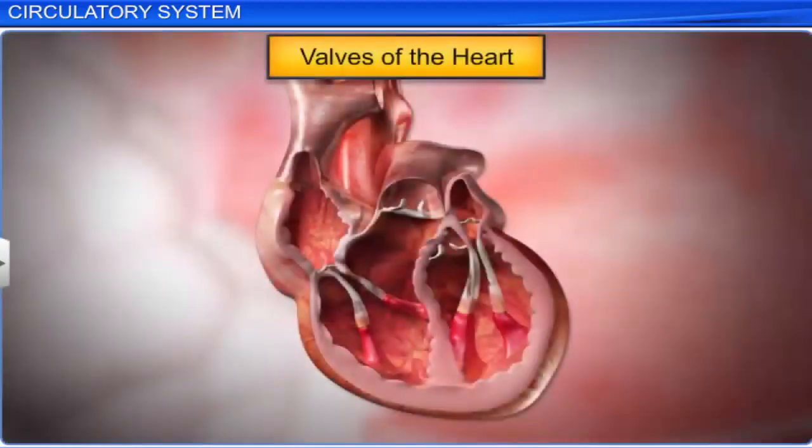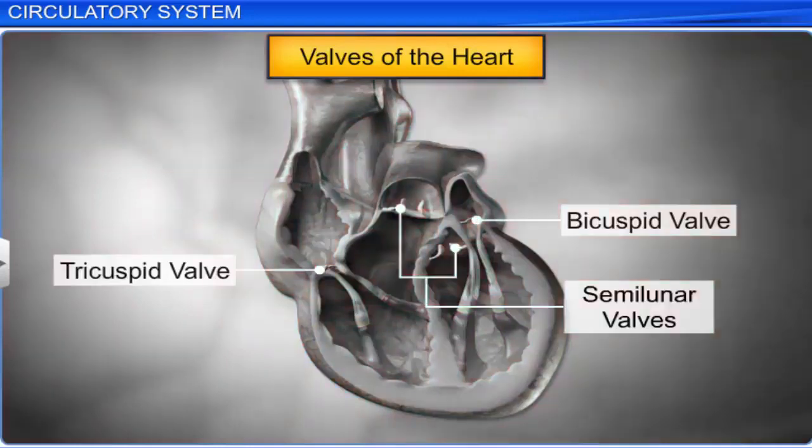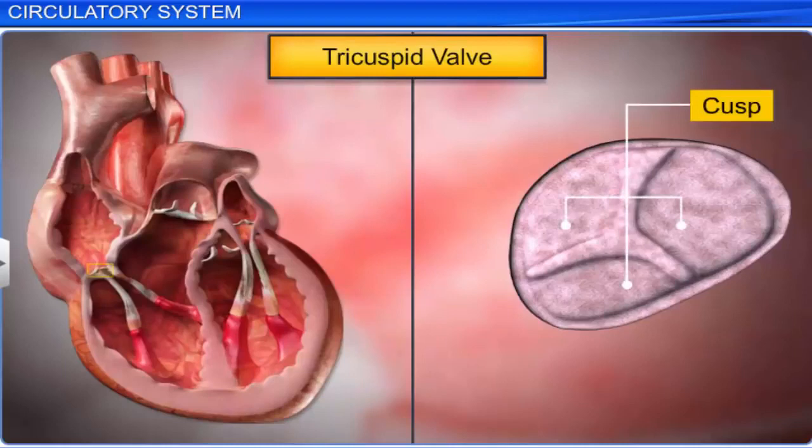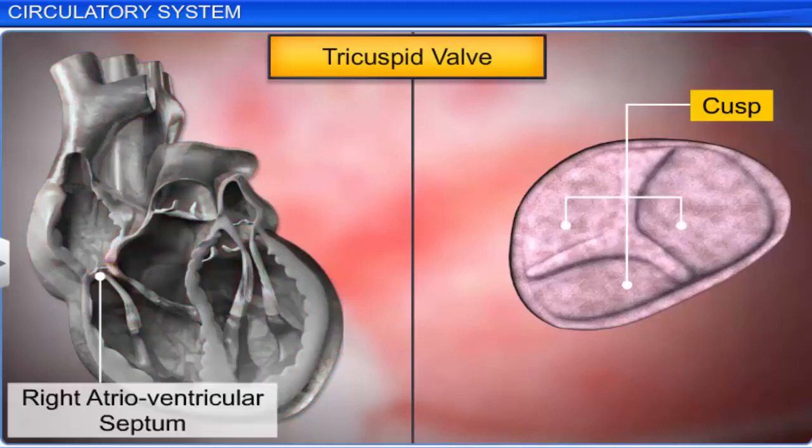However, there are openings between the chambers of the heart which are guarded by 3 types of valves that allow the flow of blood in one direction. The tricuspid valve is made of 3 muscular flaps or cusps and guards the opening to the right atrioventricular septum.